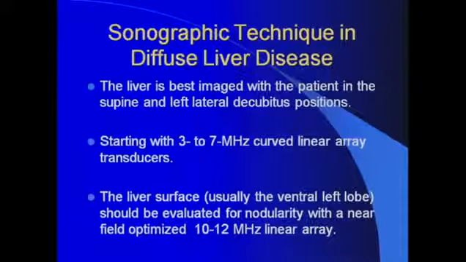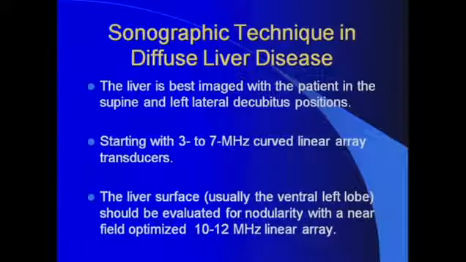Initially you should start with a 3 to 7 MHz curved linear array transducer. Now, the recent development of single crystal transducers will give you better resolution and the ability to penetrate even deeper in the liver, and have nice resolution and quality of the image that you are trying to get about liver pathology in diffuse liver disease.